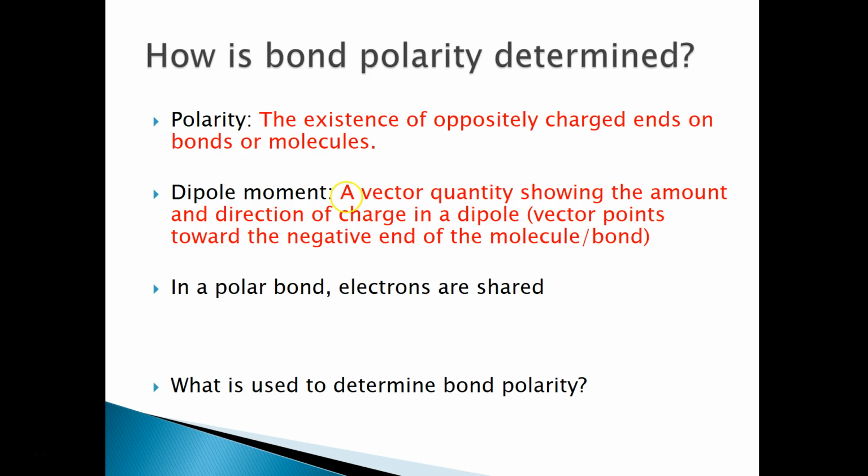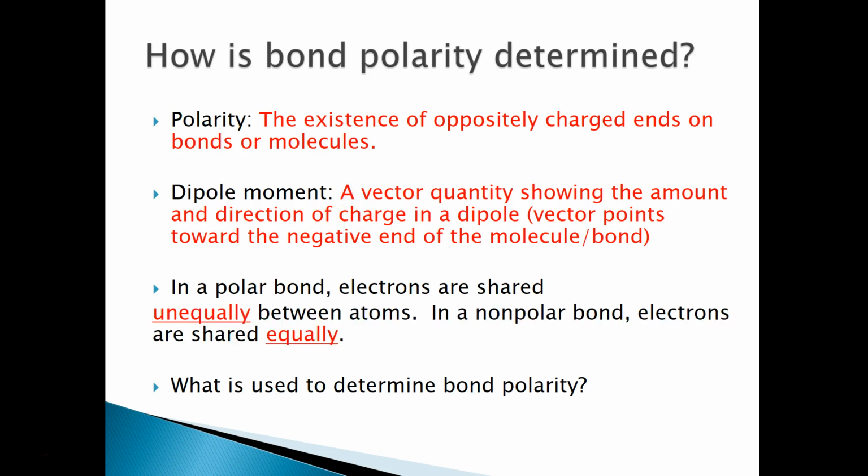In a polar bond, electrons are shared unequally between the atoms. In a nonpolar bond, the electrons are shared equally. I like to think of that sharing of electrons in bond polarity as being like a tug of war. The two atoms involved in the bond are both pulling on the electrons. The atom that is better at pulling on the electrons will have a greater share of the electron density.